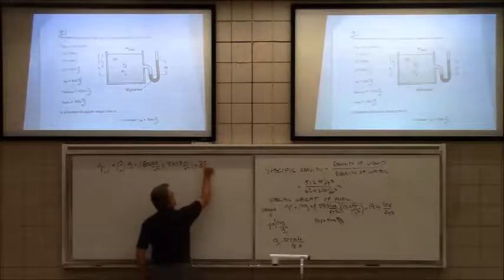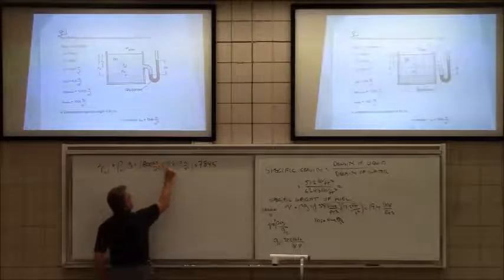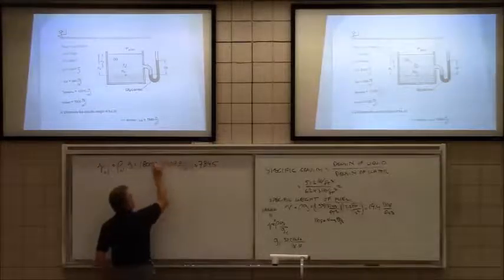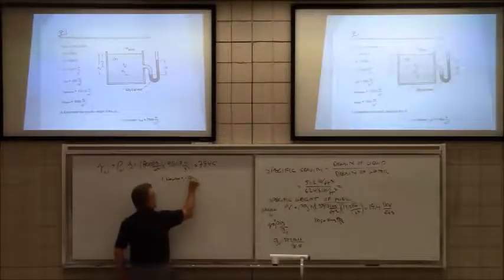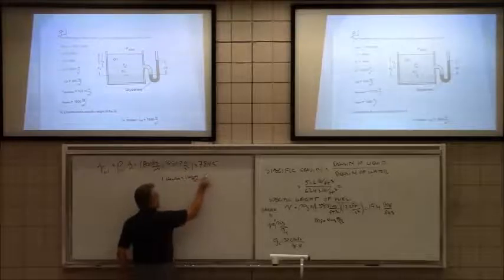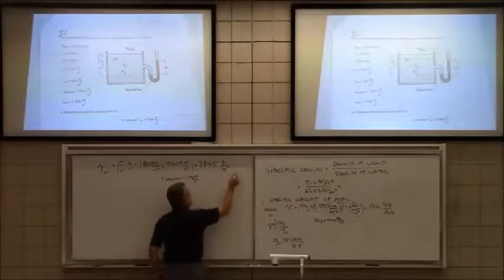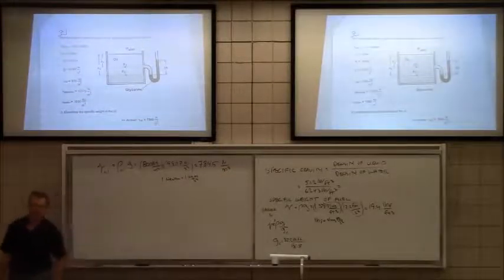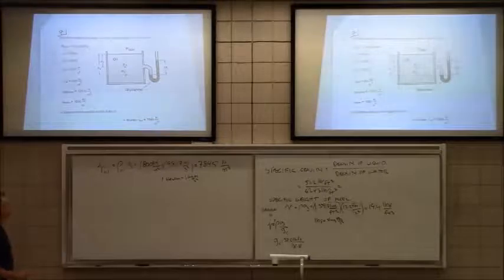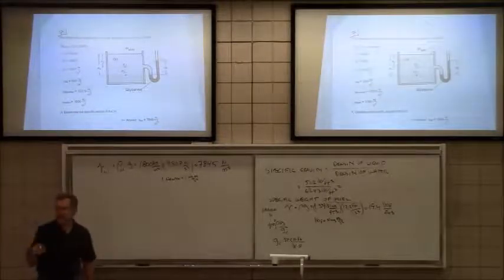7,845. And my units are what? Kilogram meter per second squared. Remember, 1 Newton is 1 kilogram meter per second squared. So this is 7845 newtons per meter cubed. That's the specific weight of the oil. Or here it's 7848, depending on how you round things.